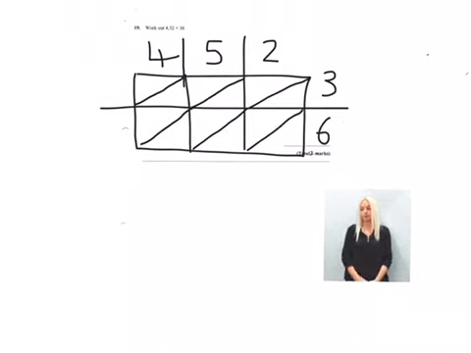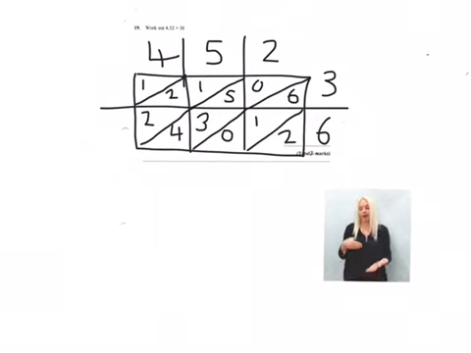So 4 times 3 is 12. So your tens go here, your units go there. 5 times 3 is 15. 2 times 3 is 6, so no tens, 6 units. 4 times 6 is 24. 5 times 6 is 30. 3 tens, no units. And 2 times 6 is 12.